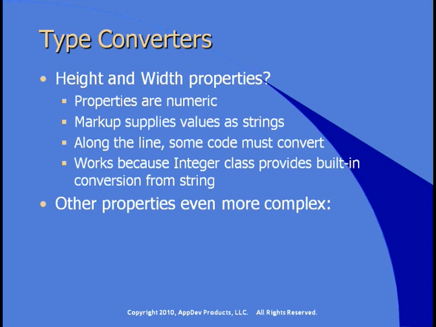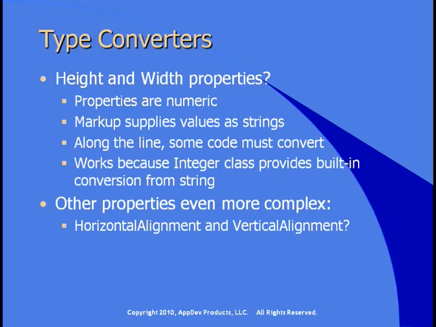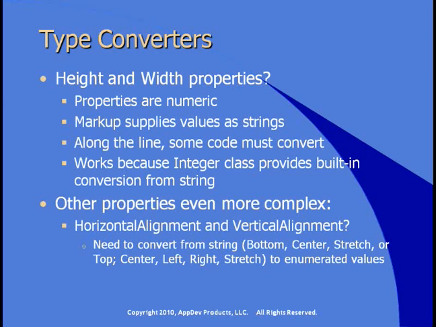Other properties, however, are even more complex. For example, the horizontal alignment and vertical alignment properties. You'll remember that these are an enumerated value. From bottom, center, stretch, or top, center, left, right, or stretch, to some enumerated number, a numeral value, because enumerations are stored internally as some sort of number. So we need to convert from a string, the letters B-O-T-T-O-M, to a number which corresponds to that enumerated value. Someone, somewhere, is doing that for you.